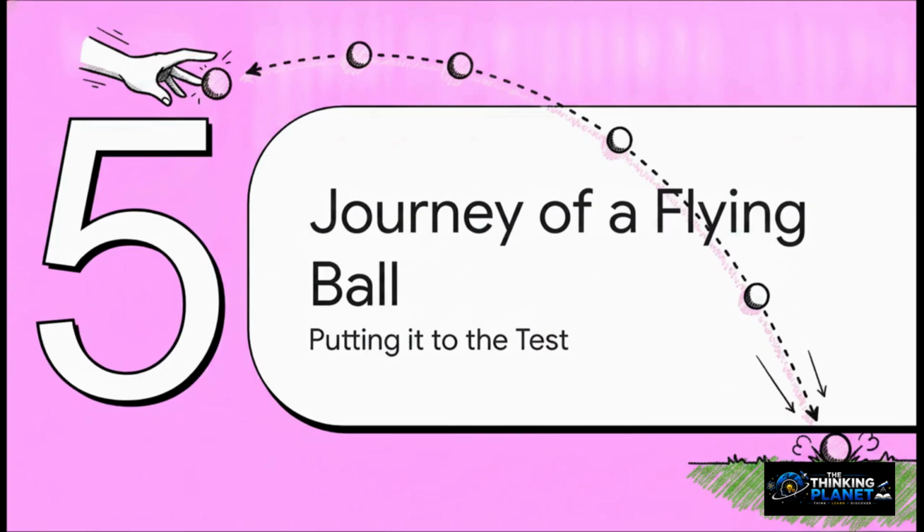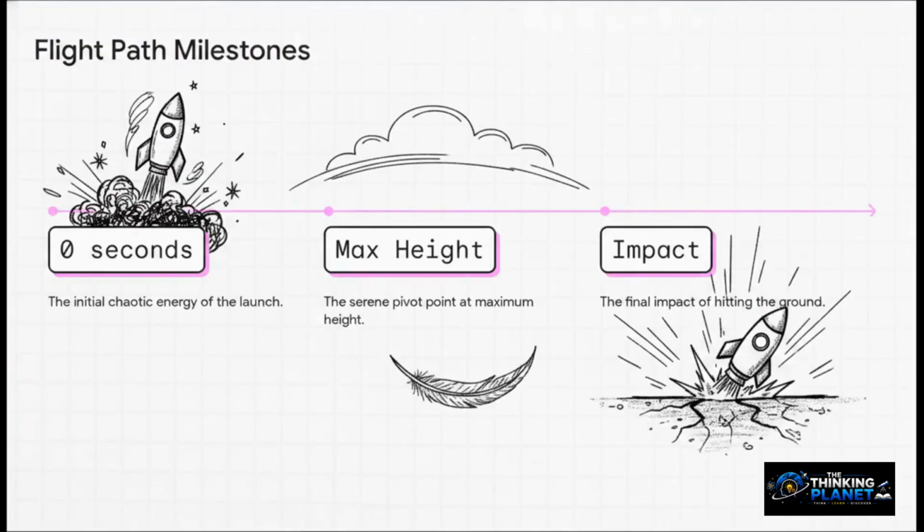Finally, part 5, the journey of a flying ball, putting it to the test. To really cement how projectile motion actually works, let's trace our ball in slow motion from the exact second it leaves the hand to the moment it hits the turf. Our flight path has 3 critical milestones. We have the chaotic energy of the launch, the serene pivot point at maximum height, and the final impact of hitting the ground. Let's watch the numbers at each stage.